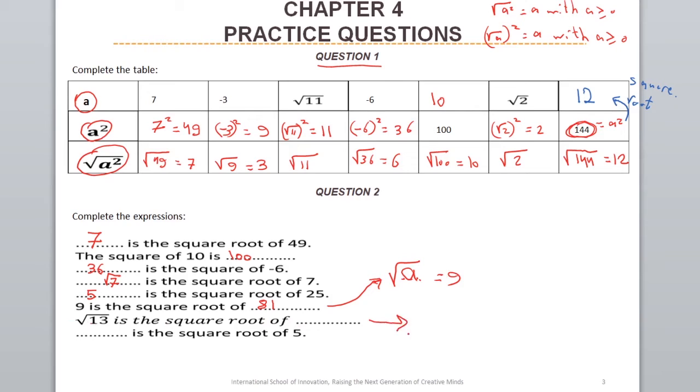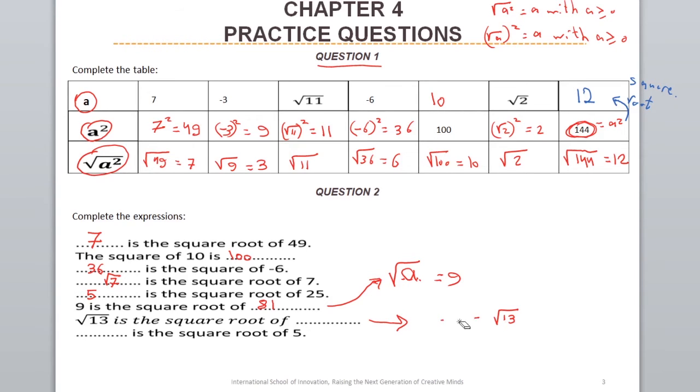If I want to solve it here, I write radical what gives radical 13. Just to explain what we are doing here, we are finding a number such that its square root is radical 13.